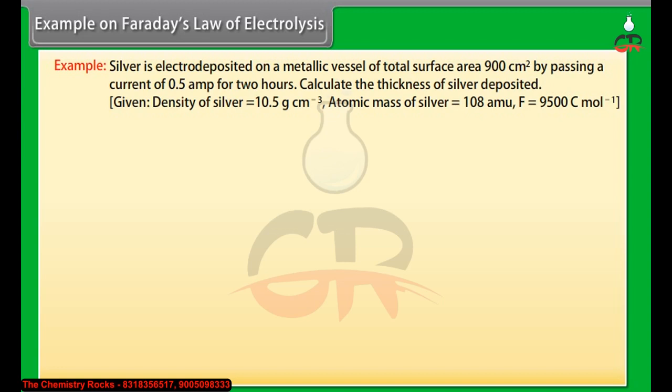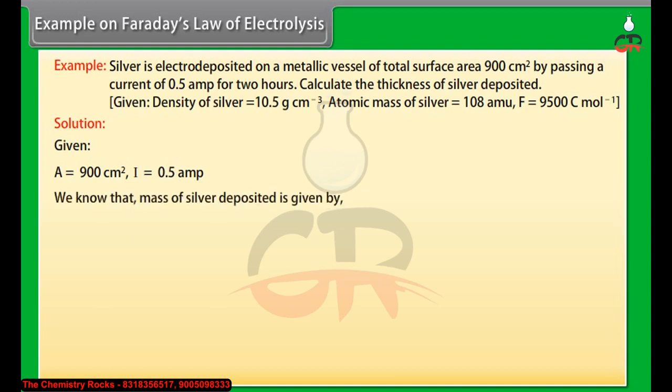Calculate the thickness of silver deposited. Let's see the solution. Here given values are A is equal to 900 centimeter square, I is equal to 0.5 ampere. We know that mass of silver deposited is given by M is equal to ZIT. By putting the values, we get M is equal to 4.029 gram.